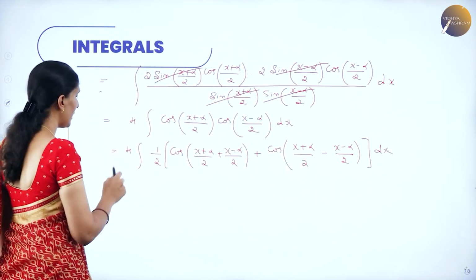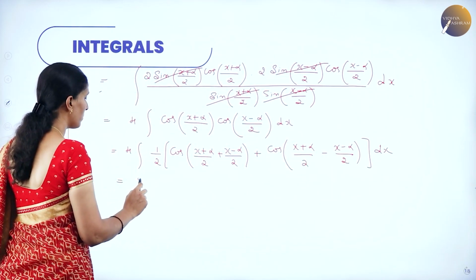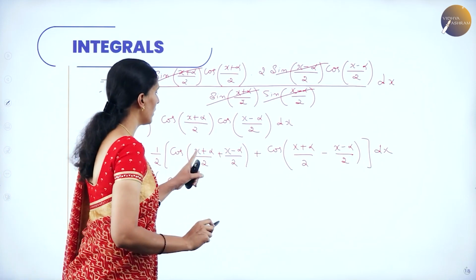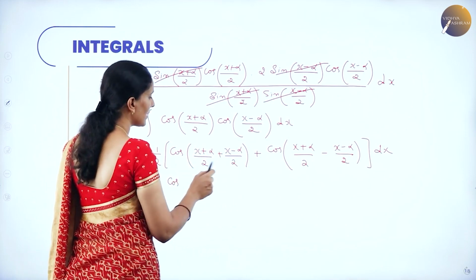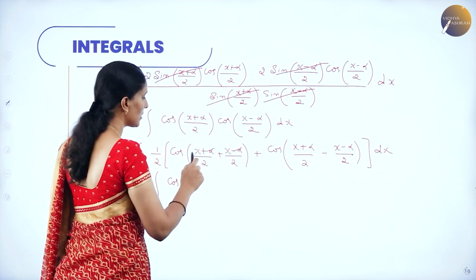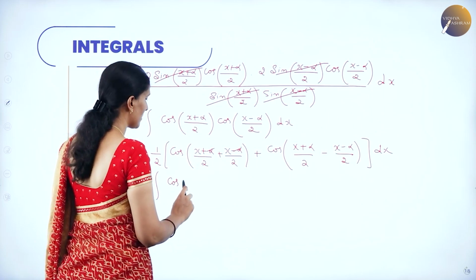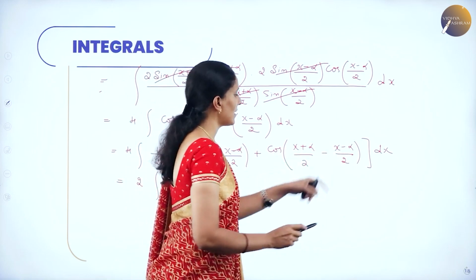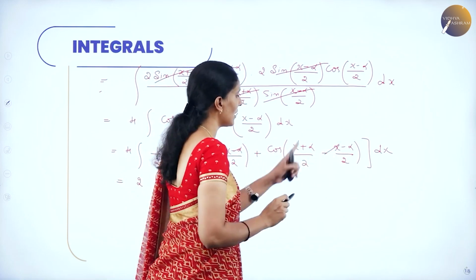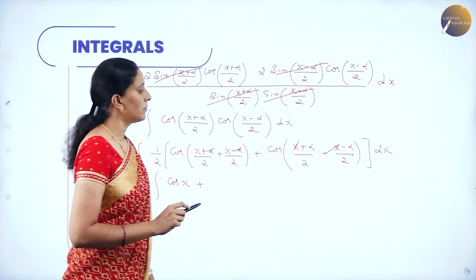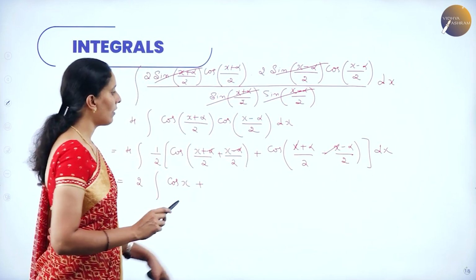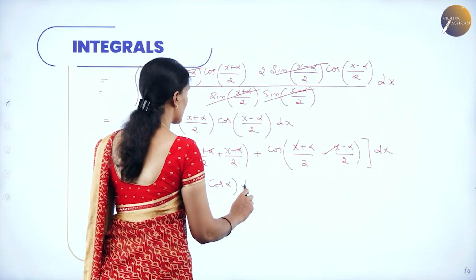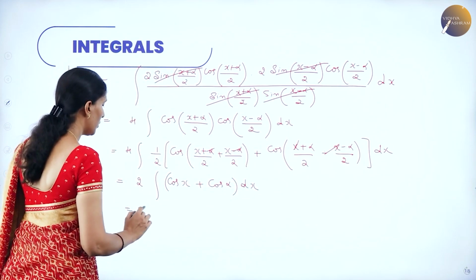Here we can cancel by taking outside. So 4 into 1 by 2 becomes 2, and here integral of cos. Here we can clearly see the denominator is the same, so alpha minus alpha gets cancelled. 2x by 2 becomes x. And plus we have here x minus x, so x minus x gets cancelled. Alpha and plus alpha becomes 2 alpha, 2 alpha by 2 is cos alpha, cos alpha into dx.